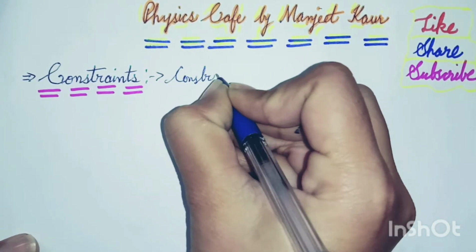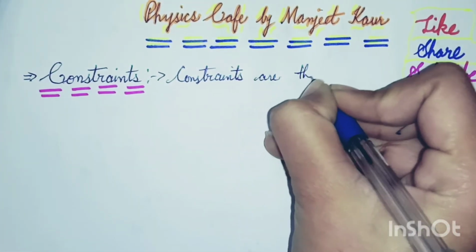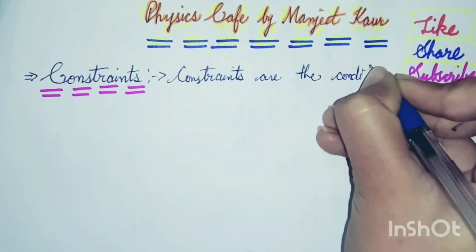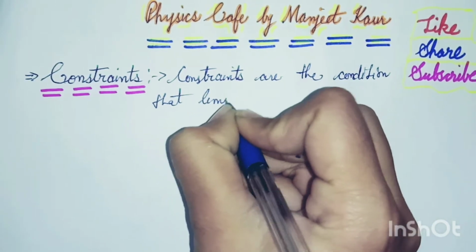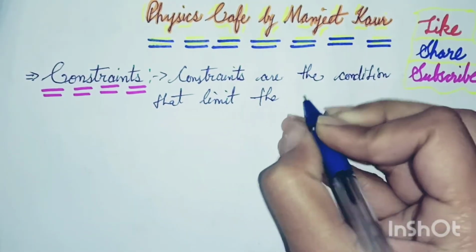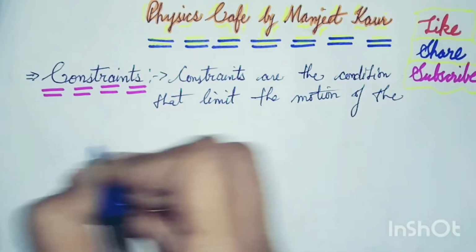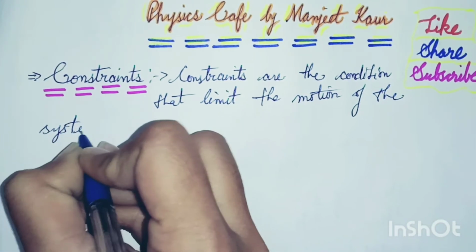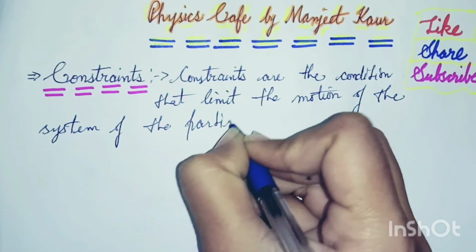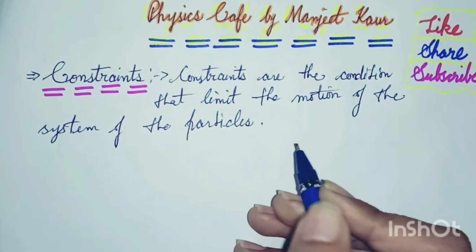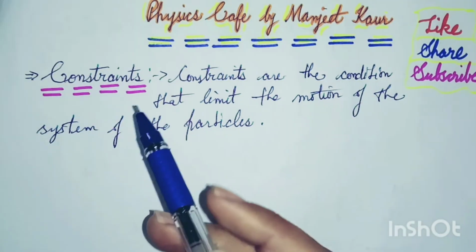Constraints are the conditions that limit the motion of the system of particles. That means the condition which controls the movement of particles is called constraint.